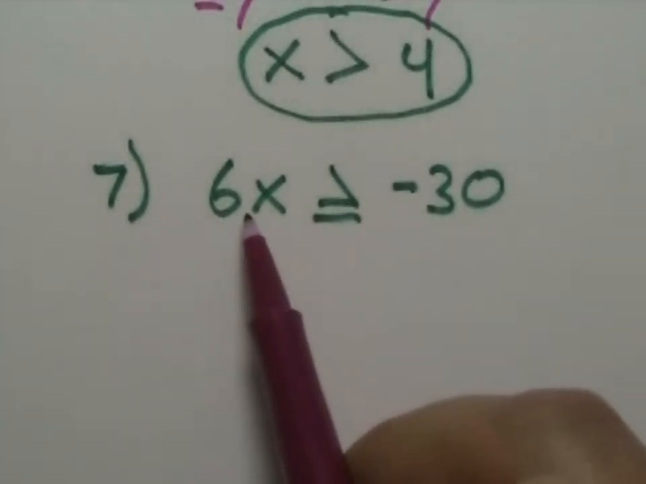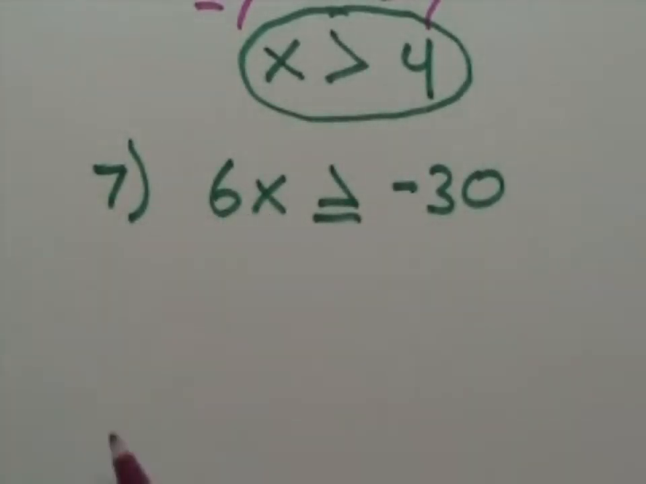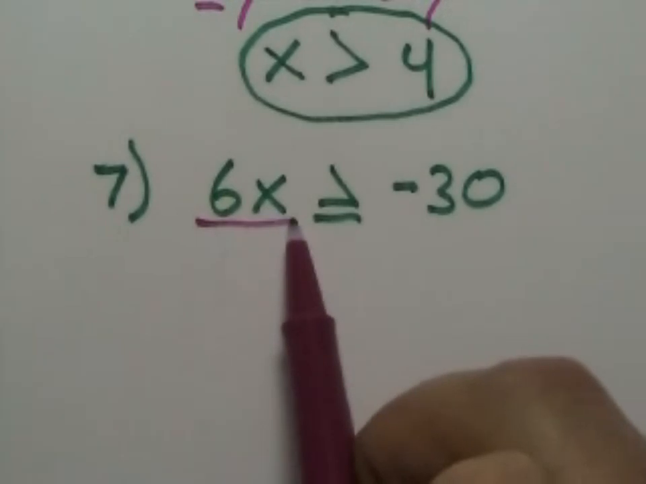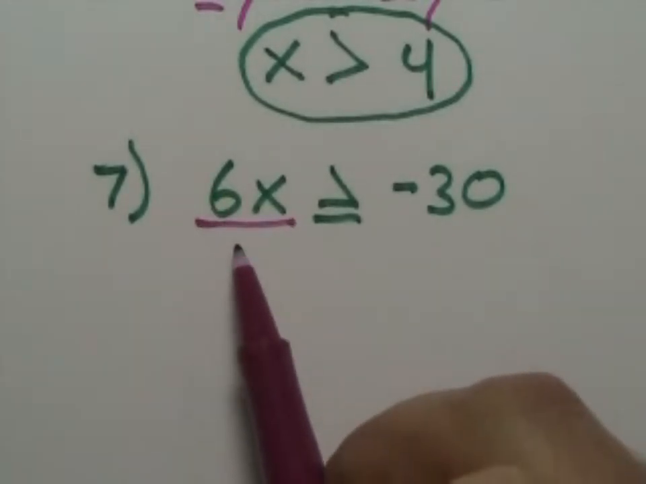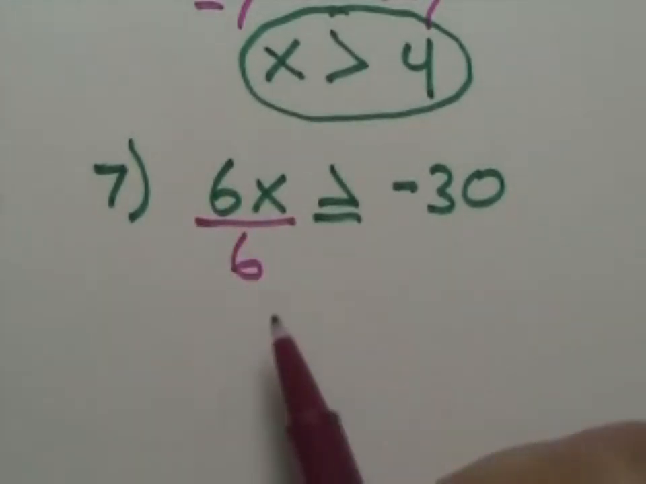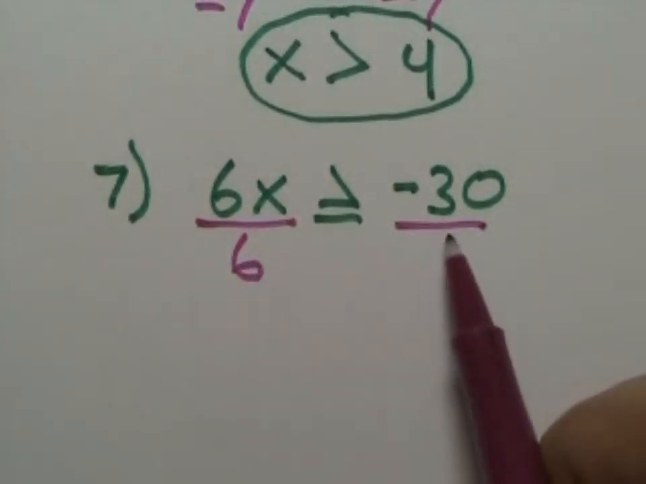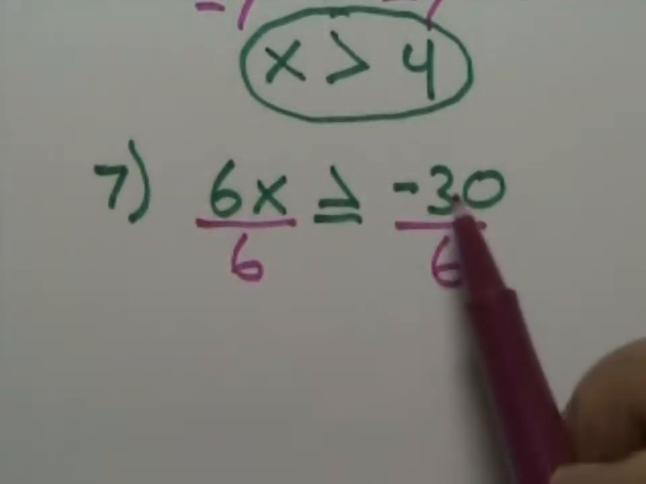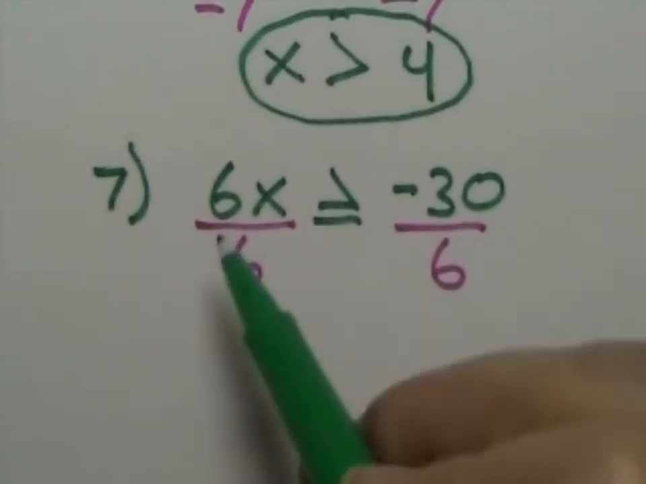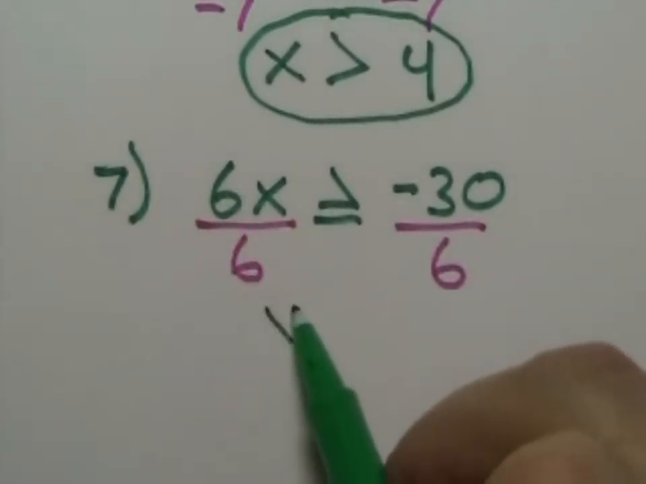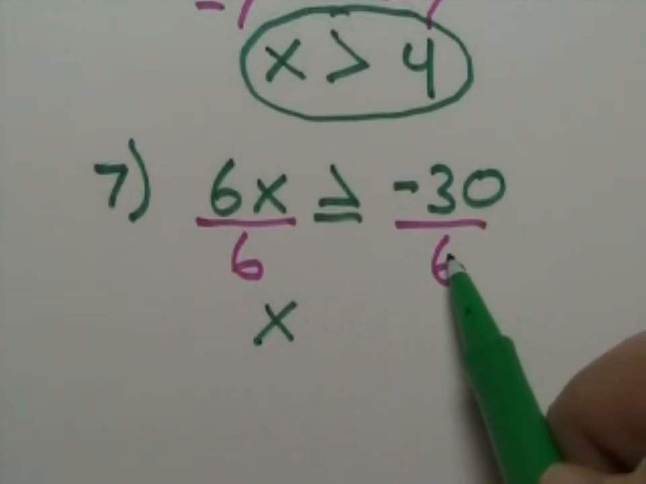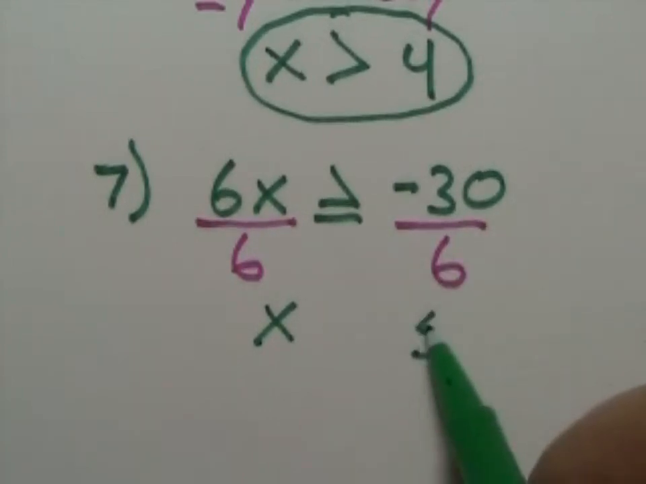All right, we have 6 times x. So the opposite of times is divide. That's a positive 6, so I'll just put down a positive 6 below it. See, that will reduce to just x. On this side, again, I have to divide by 6. So on the left side, it just gives me x. On the right side, 6 goes into 35, and there's one negative, so it's negative.